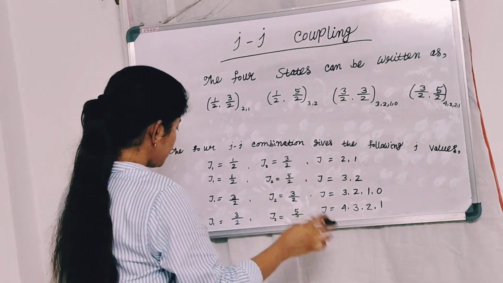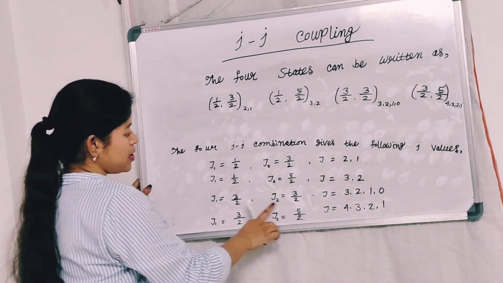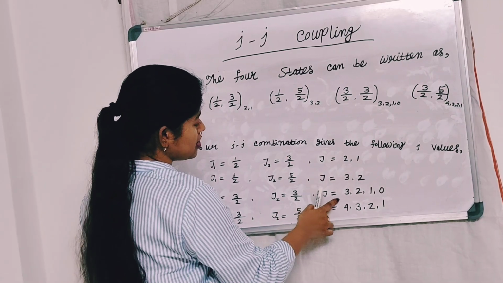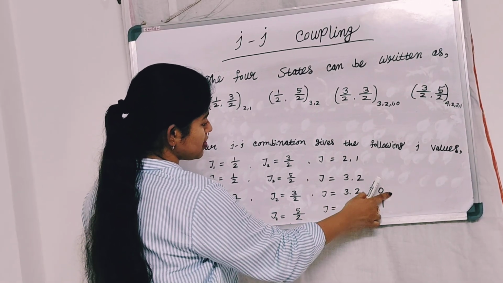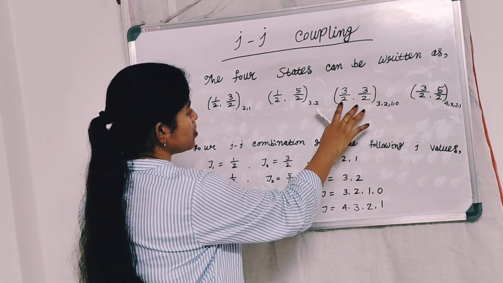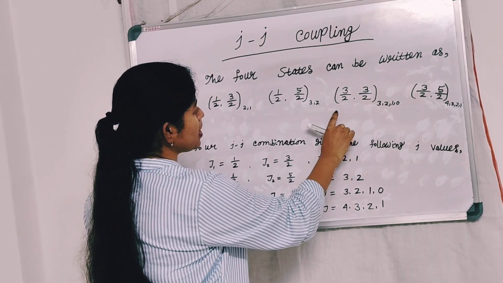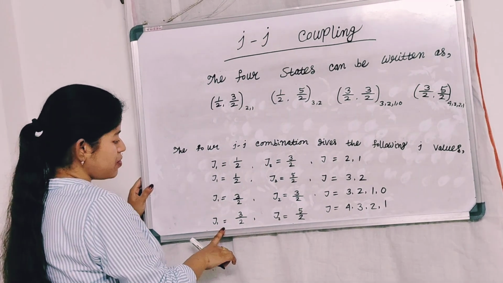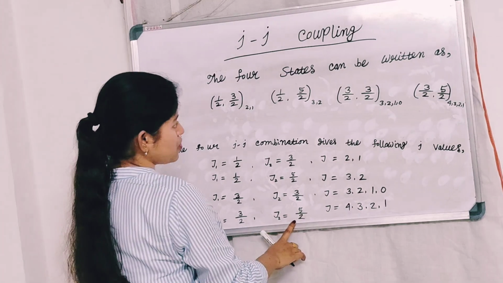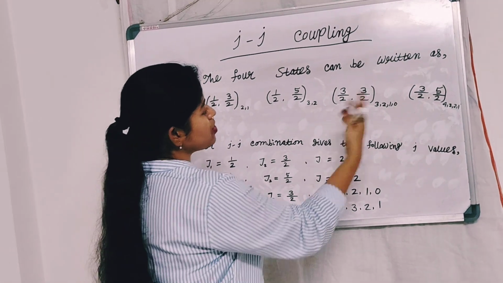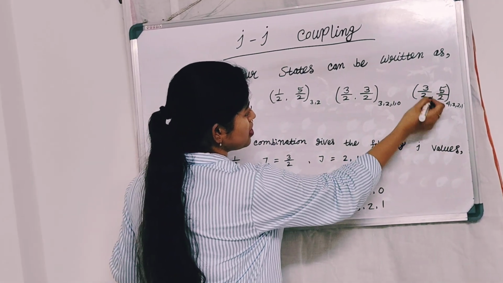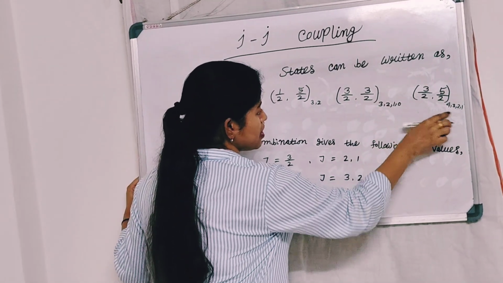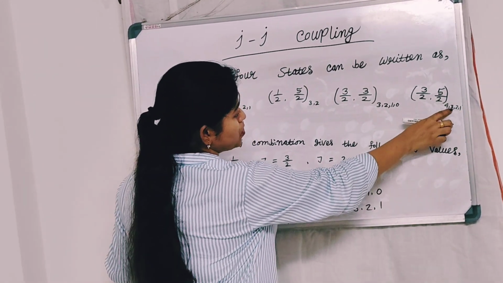Similarly, for J1 equals 3 by 2 and J2 equals 3 by 2, we get the J values as 3, 2, 1, 0. If we put those J values here, we will get this term in this way. And considering J1 equals 3 by 2 and J2 equals 5 by 2, we can write their corresponding state in this way, that is (3 by 2, 5 by 2), and we can put the J values here as 4, 3, 2, 1.